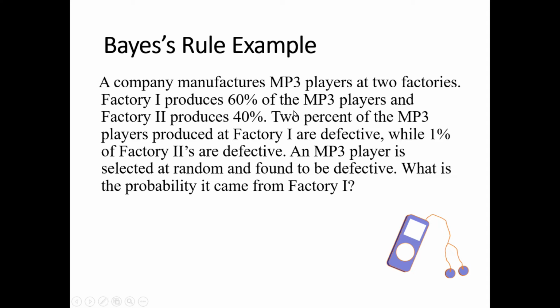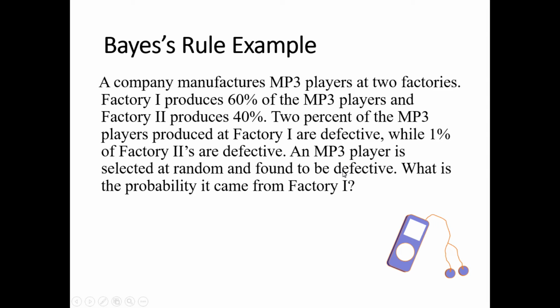The next thing we know is that if we are sure it came from Factory 1, then there is a 2% chance it's defective. So the probability it's defective given it came from Factory 1 is 2%, or 0.02 as a decimal. If 1% of Factory 2s are defective, that means the probability of D, defective, given that it came from Factory 2 equals 1%, or 0.01 as a decimal.